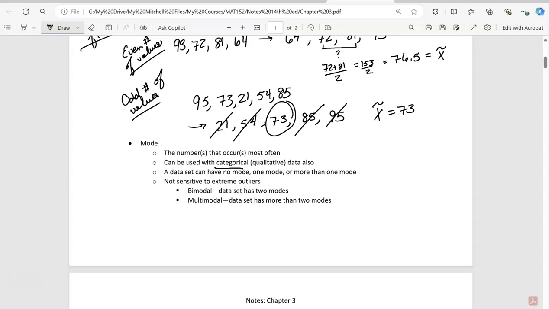Categorical or numerical data, whereas the other two, we can only use numerical data to compute that. The data set could actually have no mode. So if we were to look at this last set, there was nothing that was repeated, so this would be a set with no mode. We could have a data set that has one mode, or we could have a data set that has more than one mode. Because we're just looking at most frequent here, it is not sensitive to outliers. So this data set would have no mode.